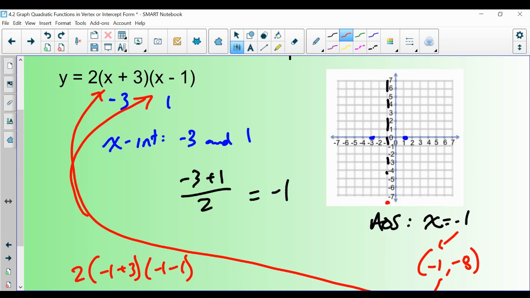Okay, so we need some extra points. We actually know quite a bit about this graph. We know it goes through this point and this point. But I would like to know what's going on at maybe 0, right? We know what's going on at negative 1 and at 1, but what happens at 0? You could just plug in 0 and see what you get out, and then reflect it across the axis of symmetry. So if you plug in 0 for x and x, you'd have 2 times 3 times negative 1. 2 times 3 is 6, times negative 1 is negative 6. So we'd have this point 0, negative 6, and also negative 2, negative 6, because we can reflect that across the axis of symmetry.